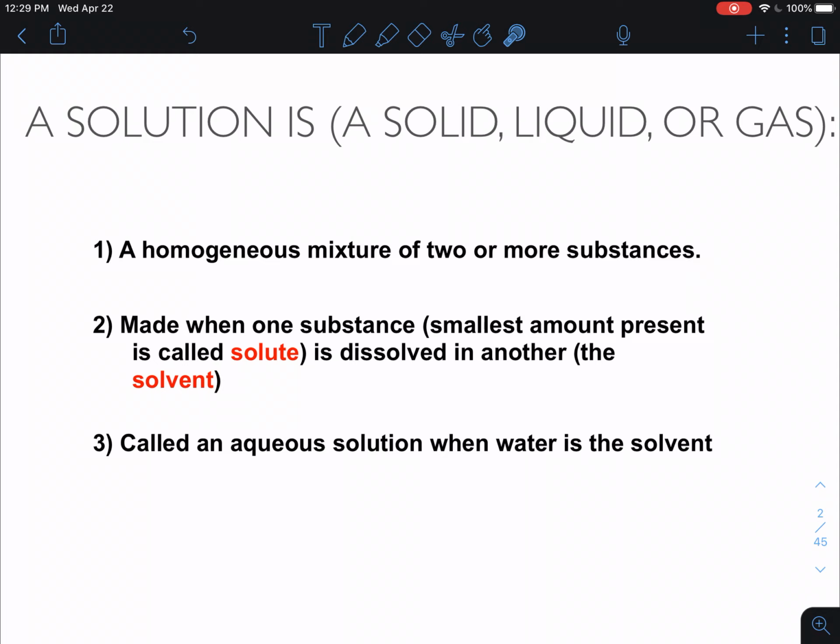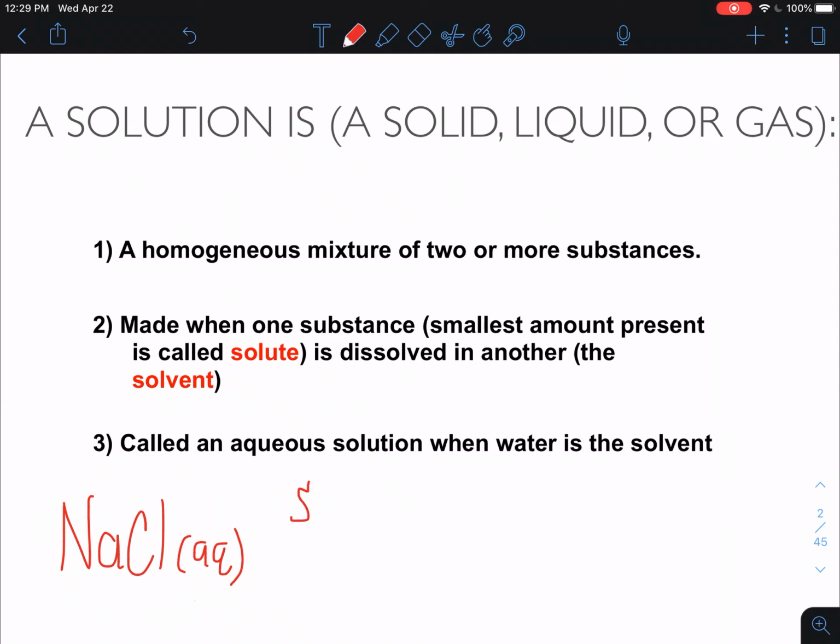What is included in a mixture are essentially two things. There's a solute, which is the smallest amount present, all right? So a solute, if you want to think of sodium chloride aqueous solution, the solute would be the sodium chloride, and then it is dissolved in another, which is the solvent, right? And the solvent in this situation would be water.